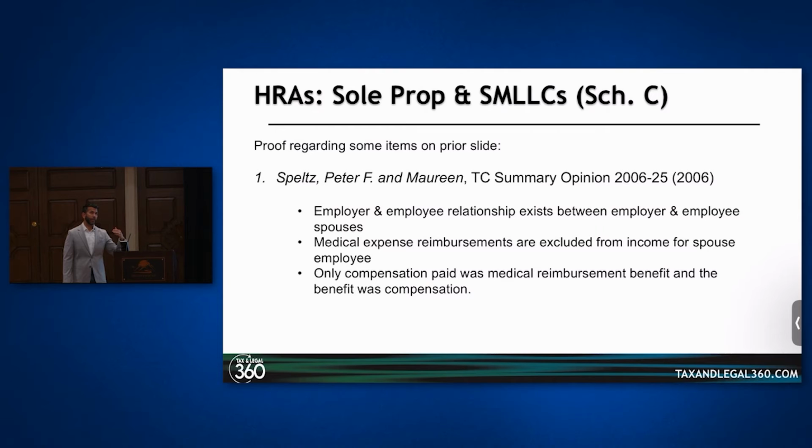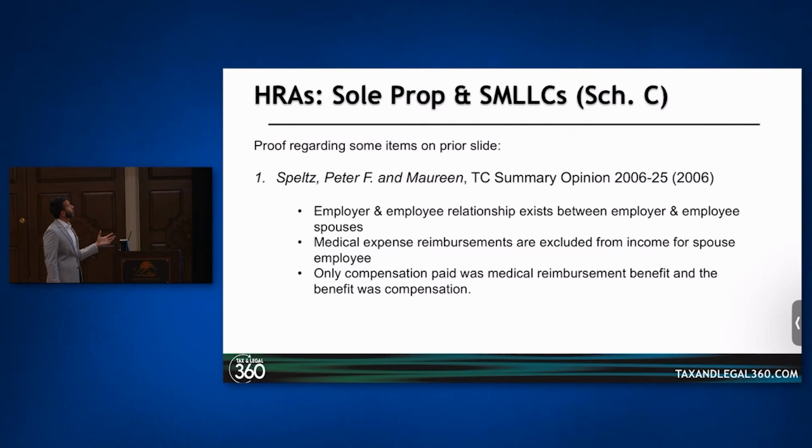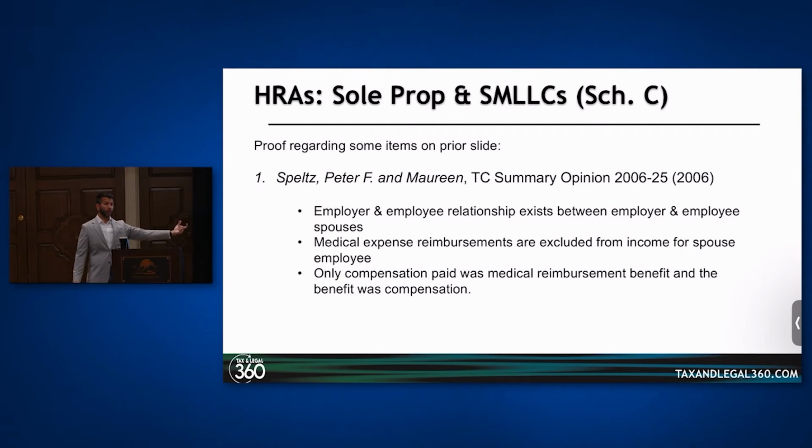cross-check it with this court case, because this case established that an employer and employee relationship exists between an employer, which is me, the sole proprietor, and an employee's spouse, which is the spouse that I hired, okay? So the IRS has confirmed that yes, an employer and employee relationship exists, even though the person is my spouse that I hired. Medical expense reimbursements are excluded from income for the spouse employee, all right?